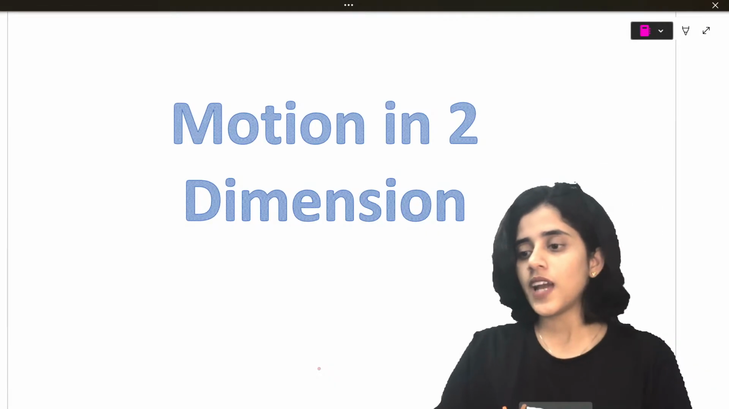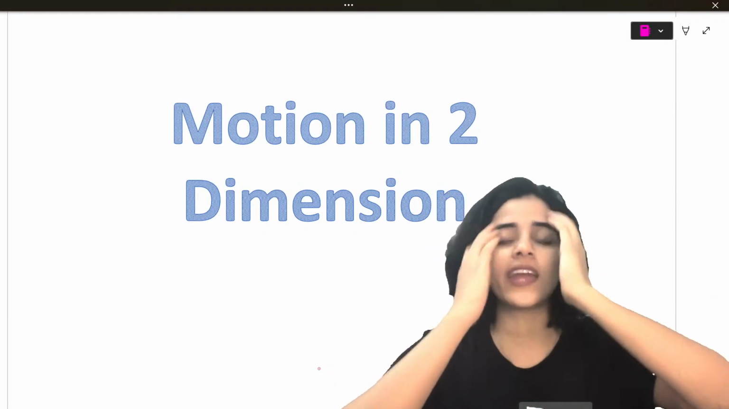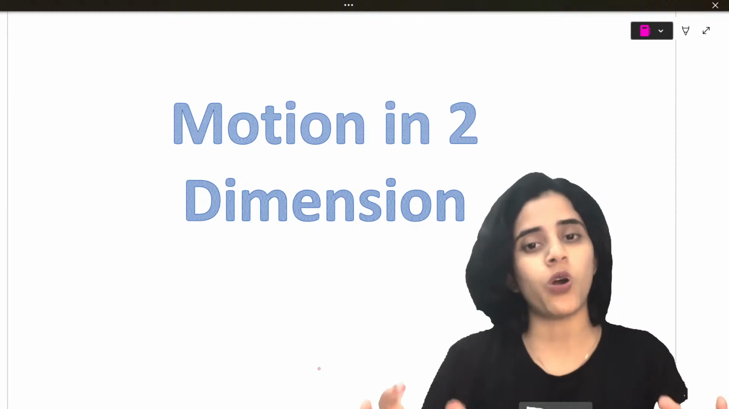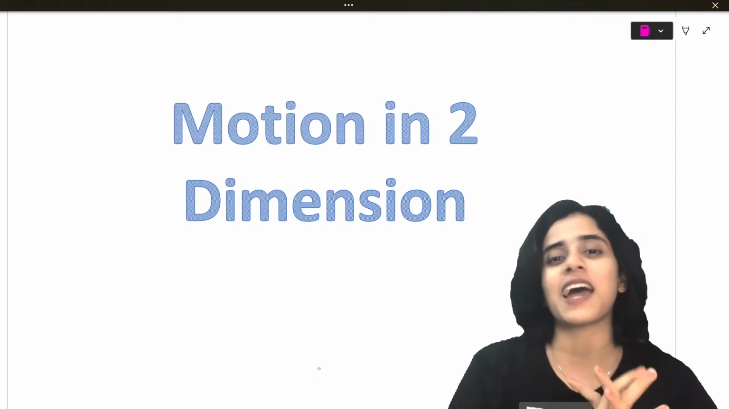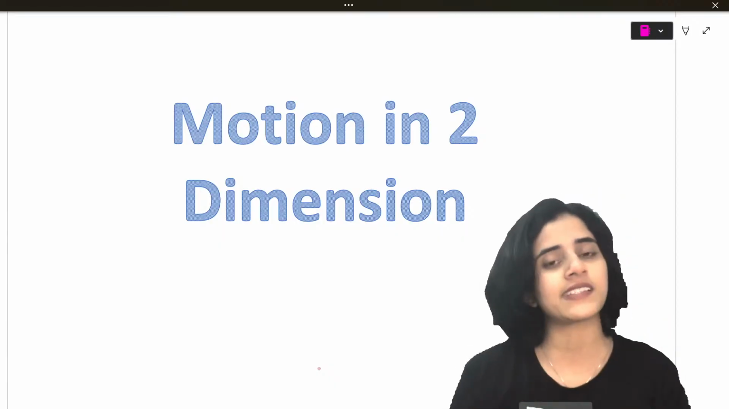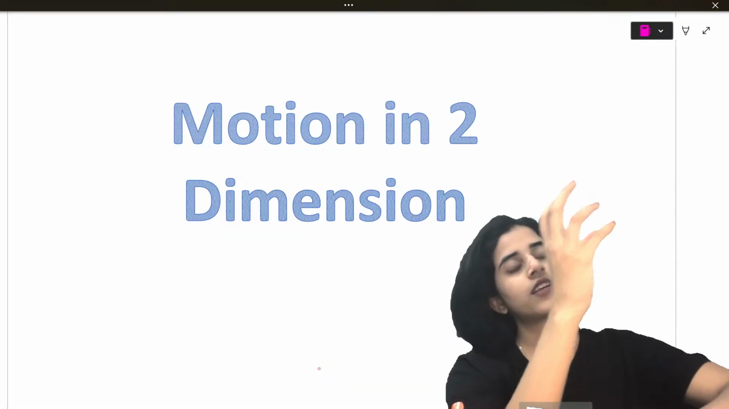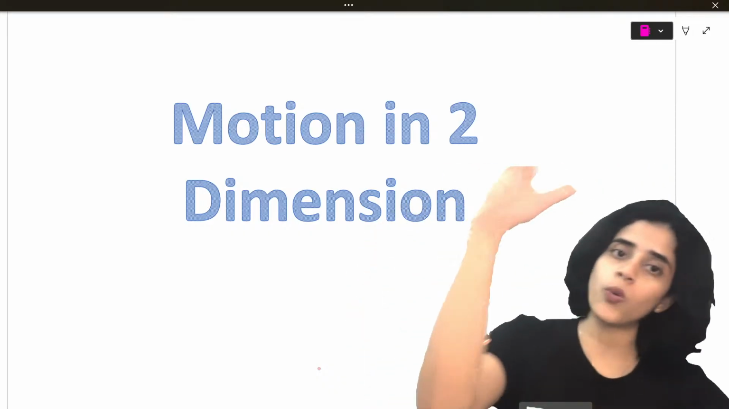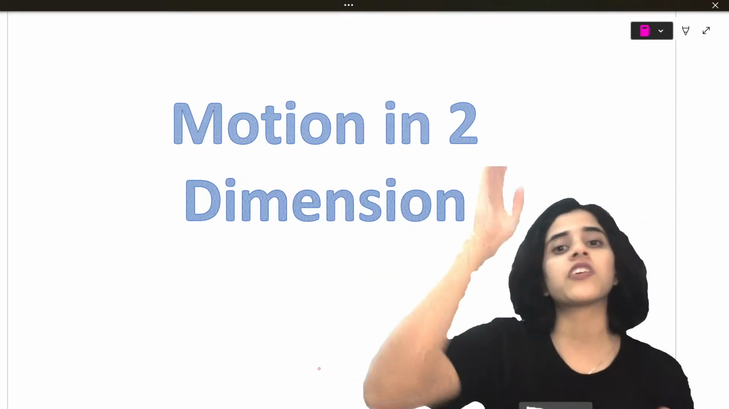Now we are going to start with motion in 2 dimensions. It is here where we will look at projectile motion and uniform circular motion. Motion in 2 dimension means the movement that is happening involves 2 dimensions. If I'm walking, it's along the x-axis only. But if I'm throwing a ball, it is moving in the forward direction, which is along the x-axis. It is also moving up. So it's moving in the x-axis and the y-axis.